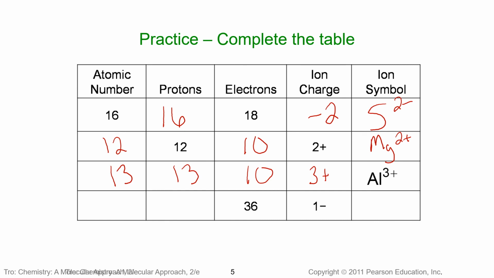Now we have 13 electrons. We know our ion charge is -1. So that means that the number of protons is 1 less than the number of electrons. So we have 35 protons, an atomic number of 35. We look on the periodic table. We have bromine with a -1 charge.